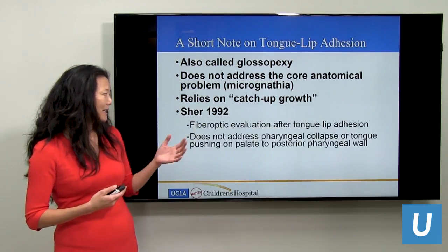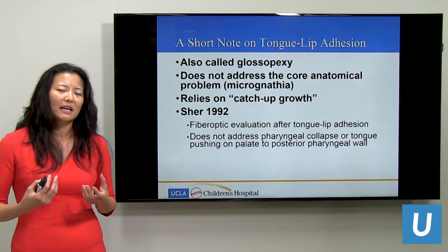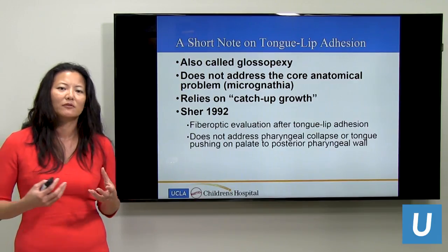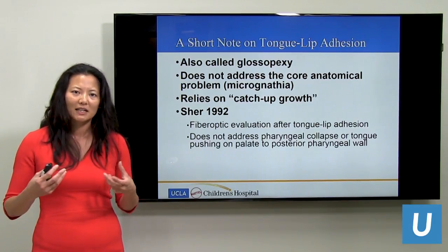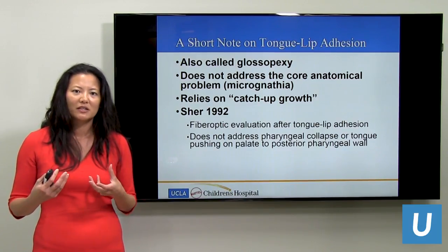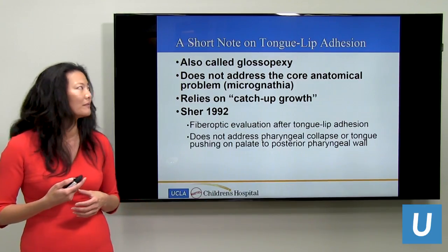And one study that I'll mention briefly is that there's a bunch of reasons in the back of the throat that should also be accounted for, which is where the airway, or I should say the pharyngeal walls, can collapse as part of the airway. And the tongue-lip adhesion doesn't account for all of those, but that is addressed with a mandible distraction.